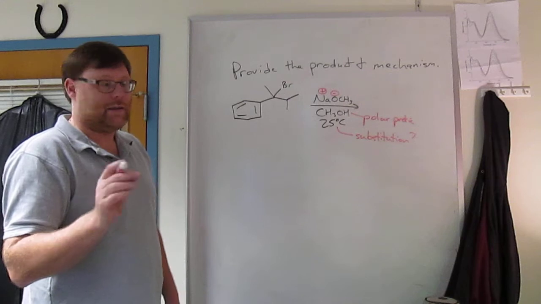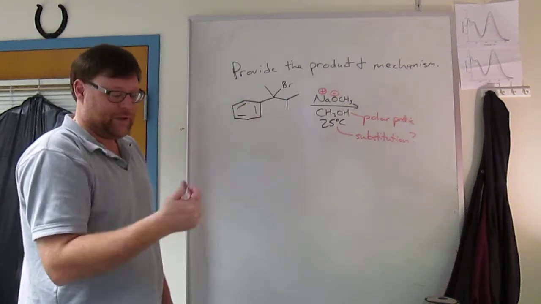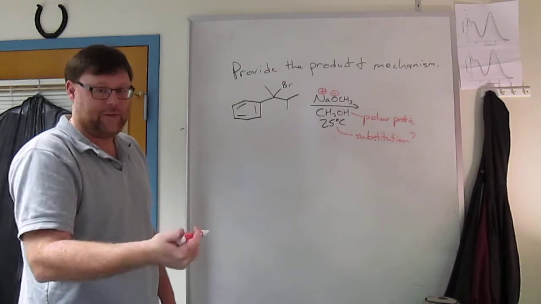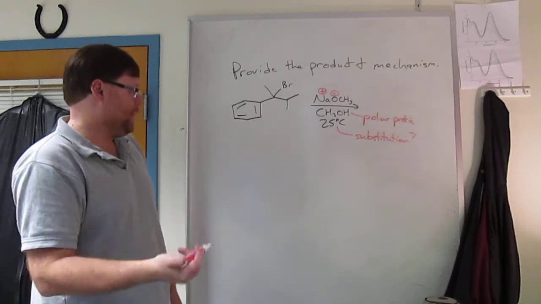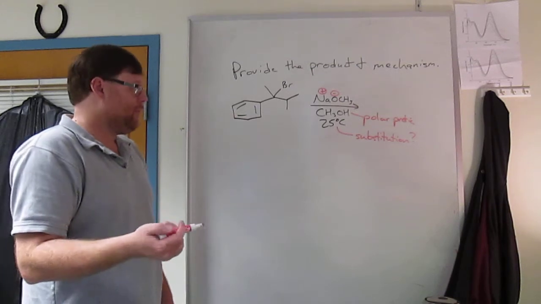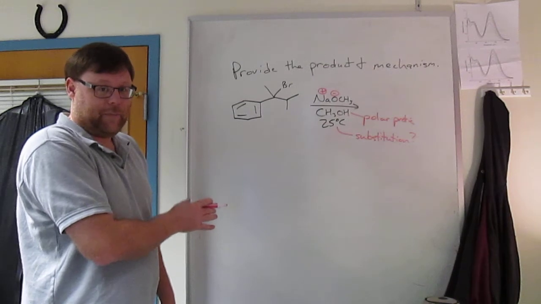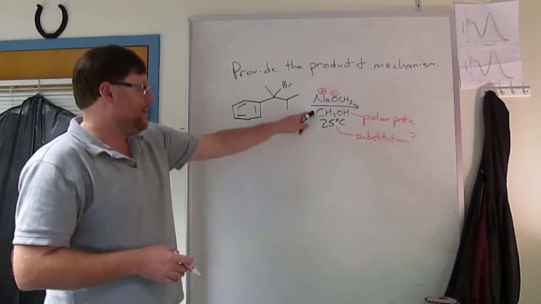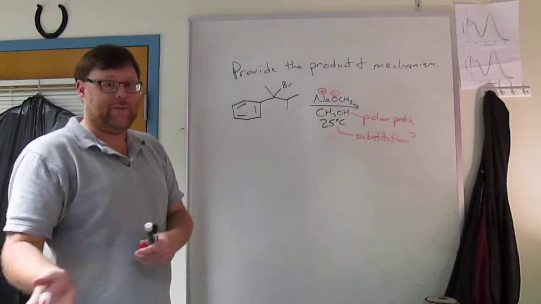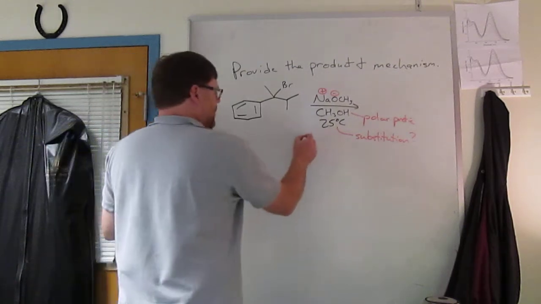The caution is, both of the things I've just said are true, but those are the last things you should consider. Work through the flow chart first. Do you have a strong base? Do you have a leaving group? Yes. Do you have beta hydrogens? Yes. Do you have a good nucleophile or a strong base? Yes. Those take you to the SN2, E2 part of the flow chart. These things come in only if you're trying to break ties at the end of the flow chart. So consider these last.